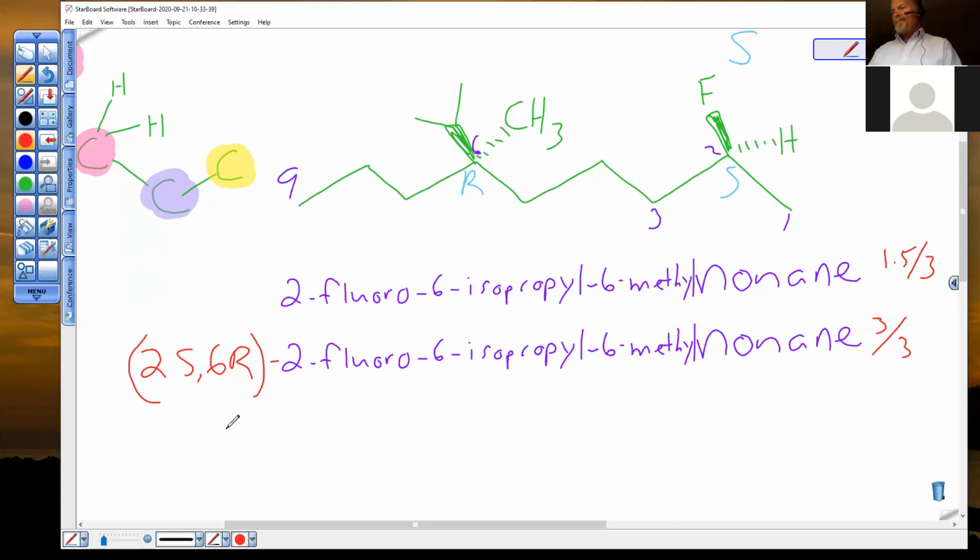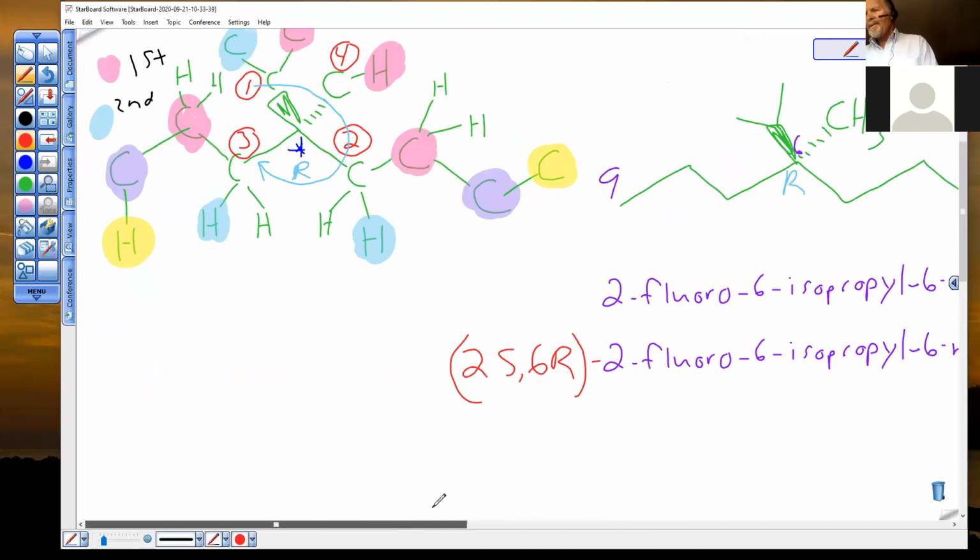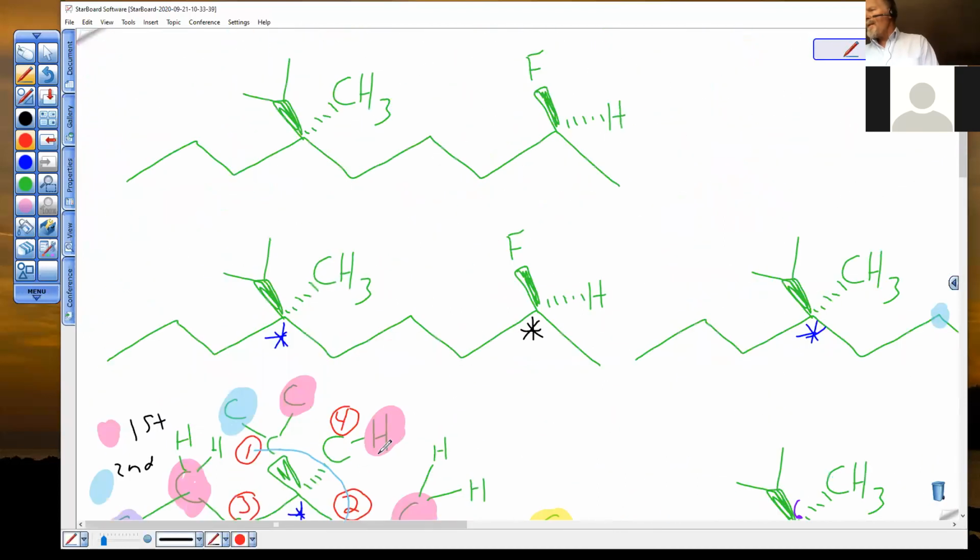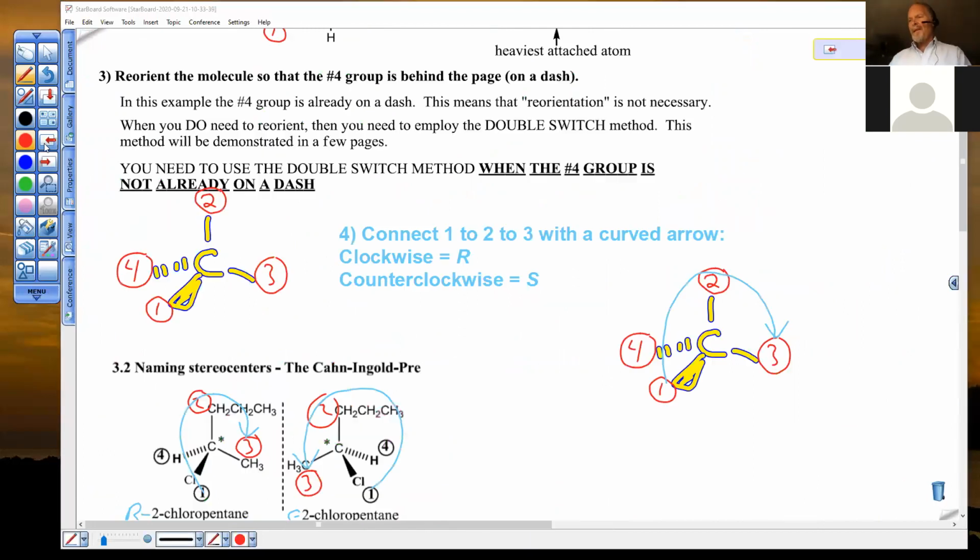So here's the deal. We have to do a stereocenter where the number 4 group's not already on a dash. And how do we do that? Apparently there's a trick we have to learn first. And here it is, the double switch method. It says it's found in a few pages. That's not very precise. It's found in section 2.5. Let's go find it, shall we?